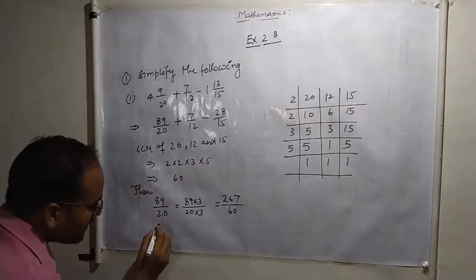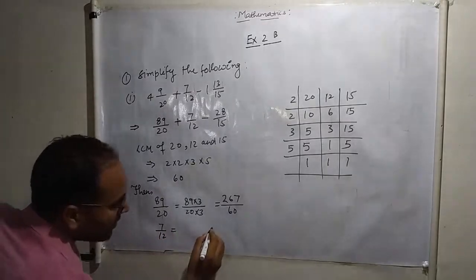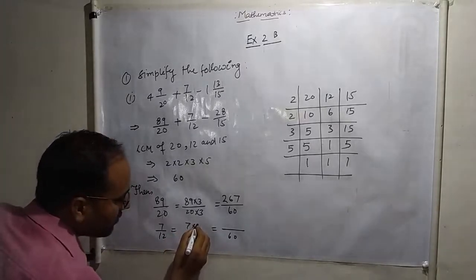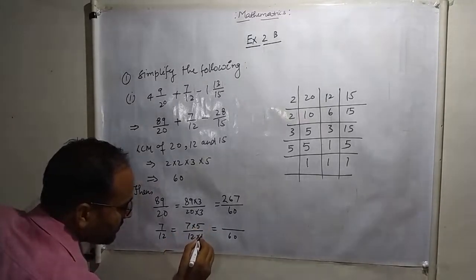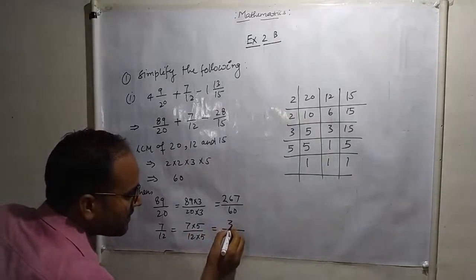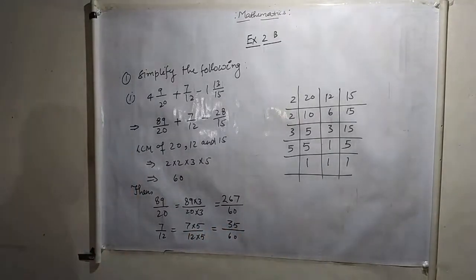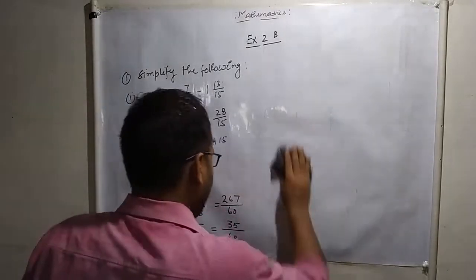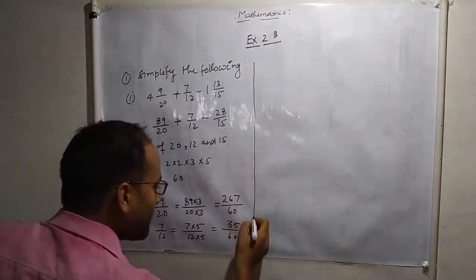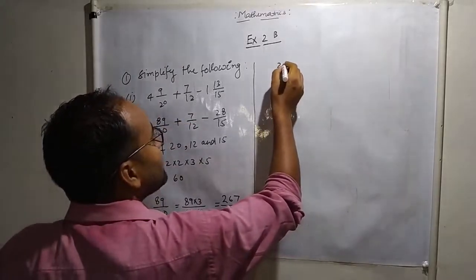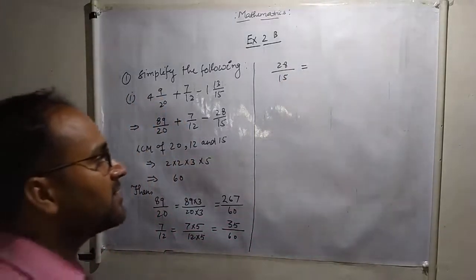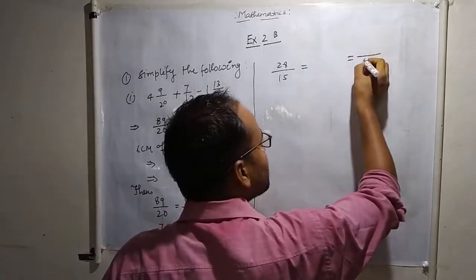Then the next one is 7 upon 12. By which quantity will you multiply 12 to get 60? 12 5s are 60. So 7 is also going to be multiplied with 5. 12 5s are 60 and 7 5s are 35. So in this way you will get 35 upon 60. One more is that one. I will erase this thing. That one is 28 upon 15. So by which quantity will you multiply 15 to get 60? Very easy, students.